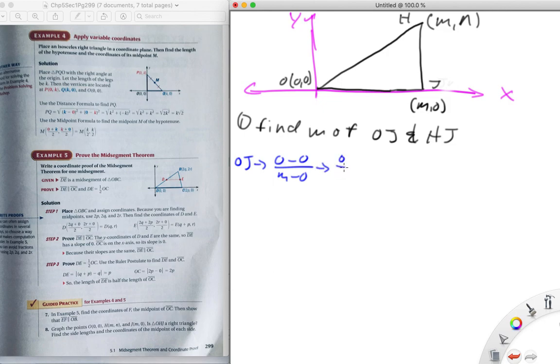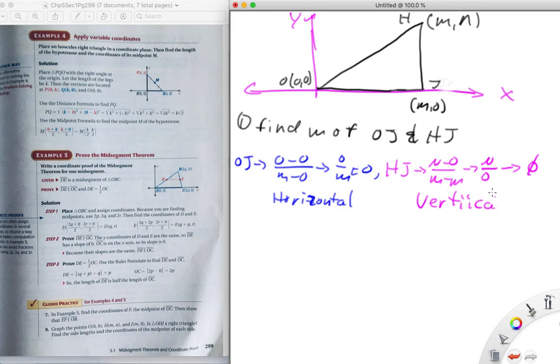Okay. For HJ, we have N minus 0 over M minus M, which is N over 0, which means that it's undefined. When you have two lines, one is undefined and one has a slope of 0, that means we're dealing with a vertical and a horizontal line. So this is horizontal. And this is vertical. Horizontal and vertical lines are always perpendicular. Horizontal lines are perpendicular to vertical lines. So this is a right triangle.